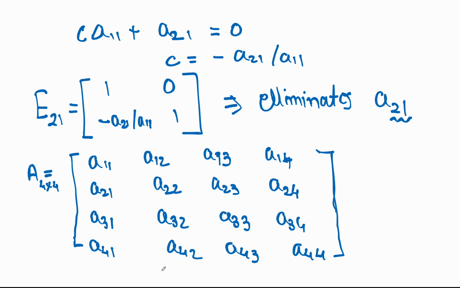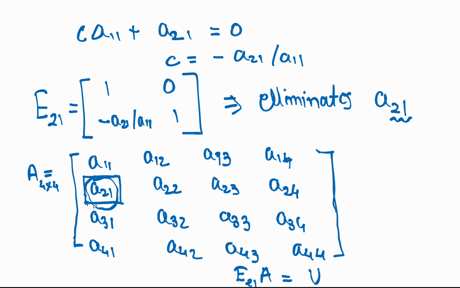Okay, so if I write A here, first of all I have to finally get an upper triangular matrix on this side. So what we will do first is eliminate this element, which will make 0 at this location. So we will get 0 here, and that will be performed by the elementary transformation E21.